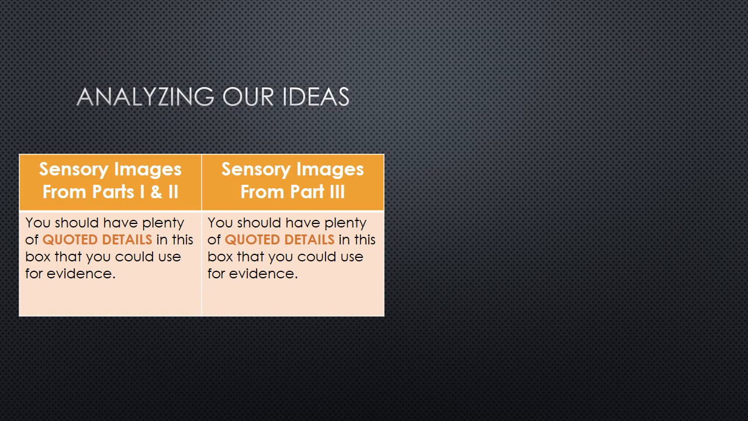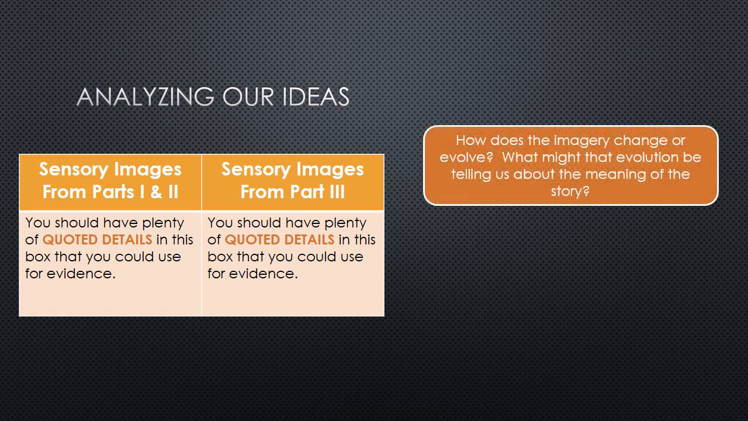But here's the next thing that I want you to do. I want you to look at those differences from the boxes at the bottom of the worksheet, and just think to yourself about how the imagery changes or evolves. And what might that evolution be telling us about the meaning of the story? There's a reason that the sensory images in parts 1 and 2 are different than the sensory images in part 3, and that they evoke different sensations and different emotions and different styles. So what might that be telling us about the meaning of the story?